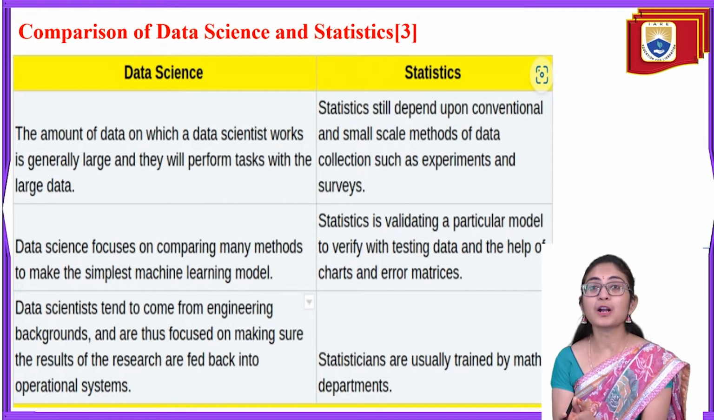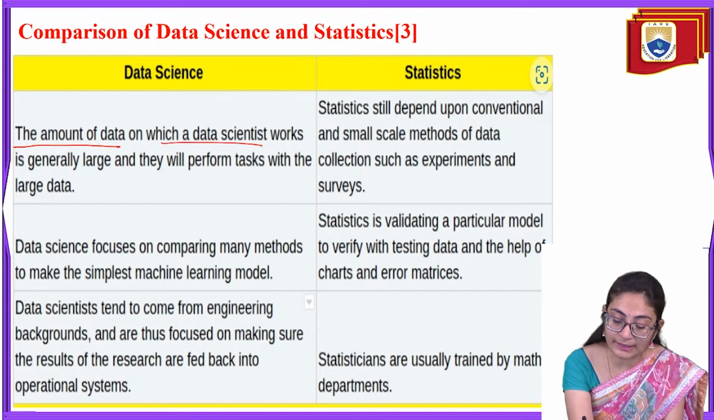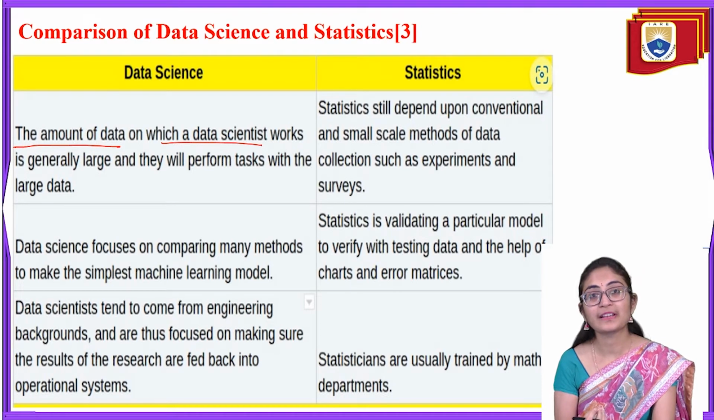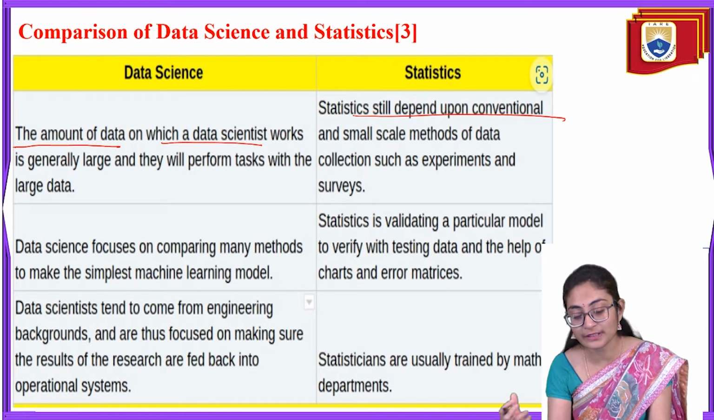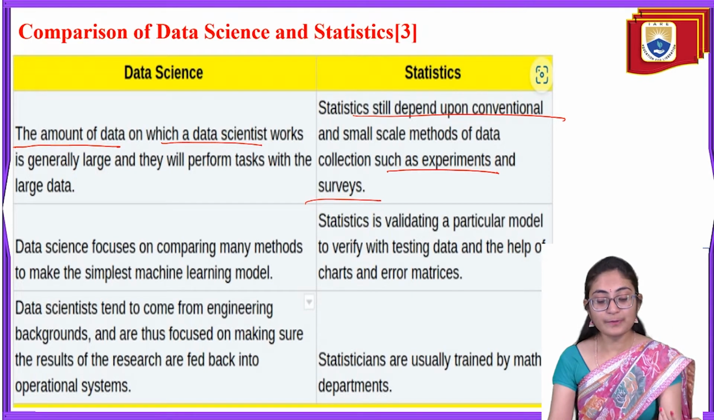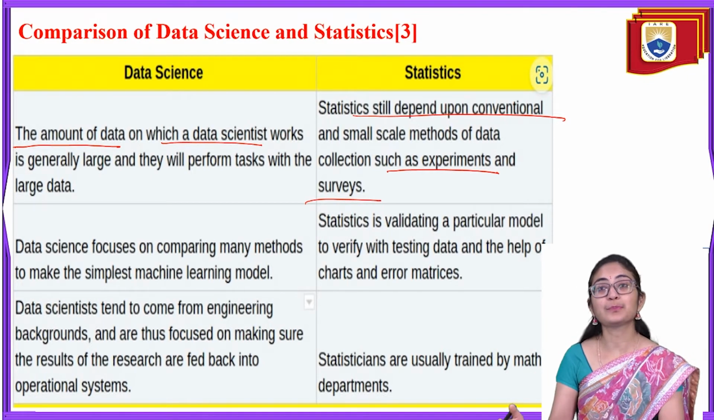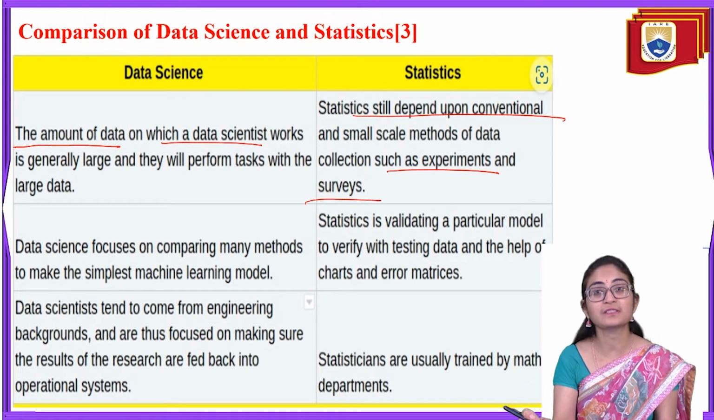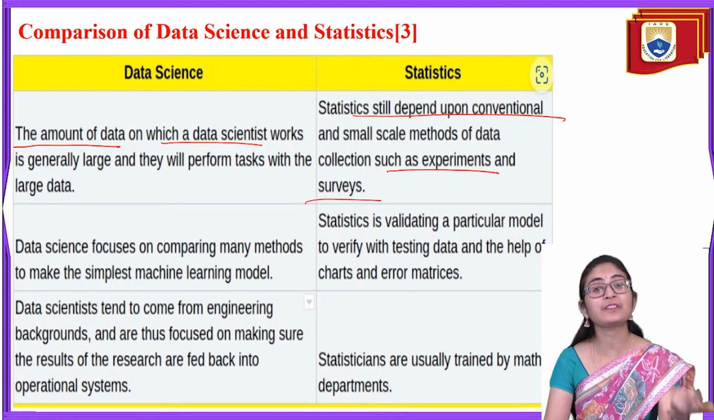Now, we will see the comparison of data science and statistics. First, the amount of data on which a data scientist works is generally large, and they will perform tasks with large data. And statistics still depends on conventional and small scale methods of data collection, such as experiments and surveys. Data science will perform some tasks on large data. But in statistics, what will happen? In statistics, statisticians totally depend on conventional and small scale methods, and those methods are generally experiments. Sometimes on the basis of a survey or an experiment, we will collect the data.